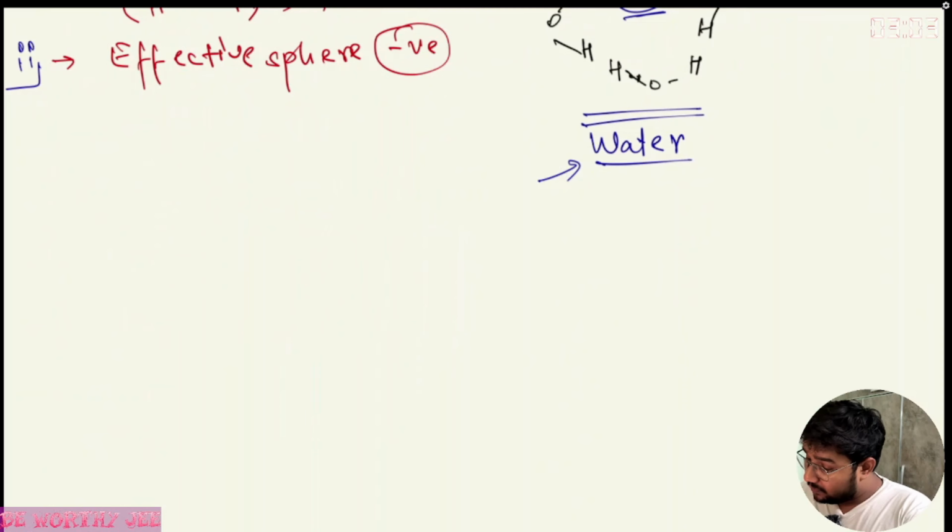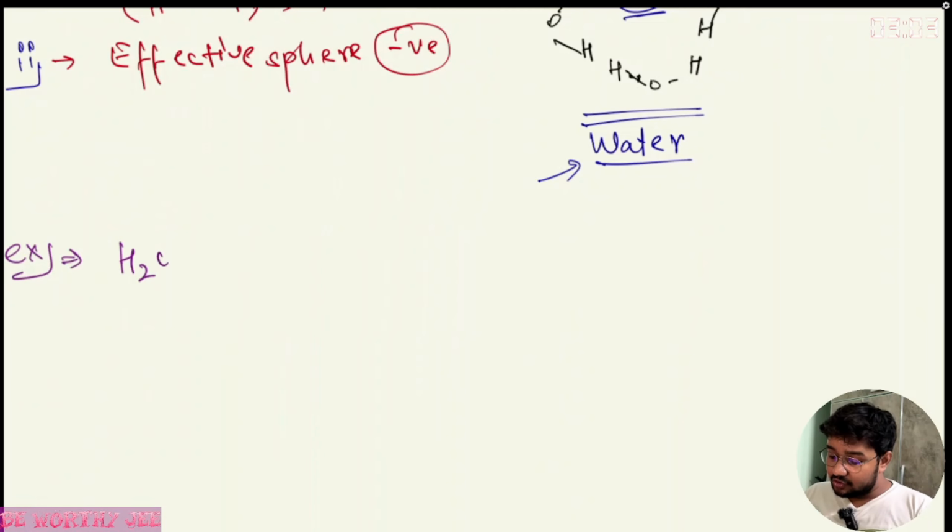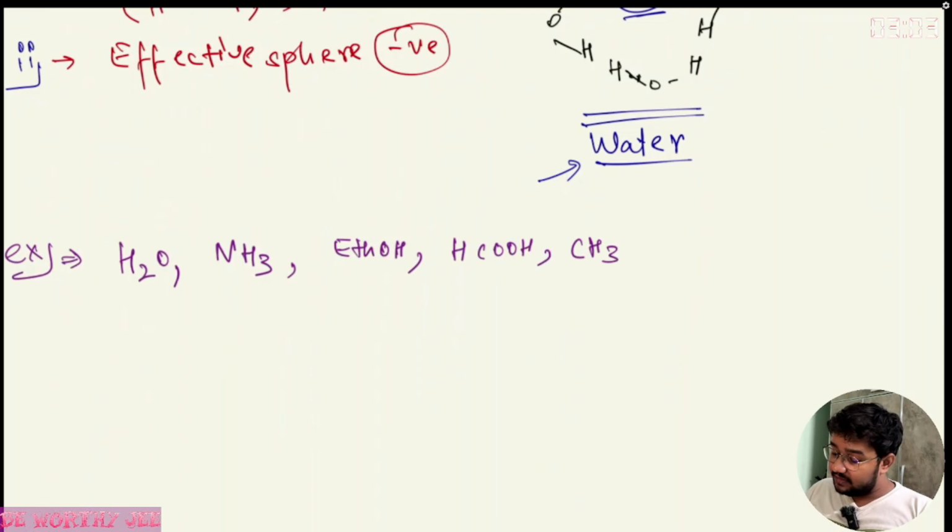Now we come to the polar aprotic solvent. First, here are some examples for polar protic solvents. We should write, such as H2O, NH3, EtOH, HCOOH, CH3COOH. Basically, those compounds in which hydrogen bonding is favorable.